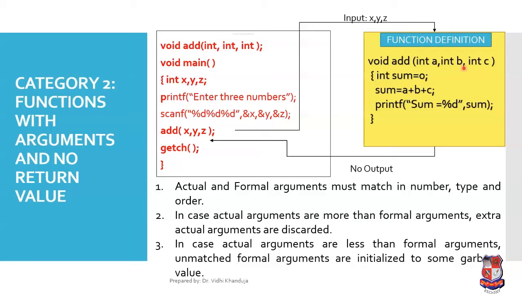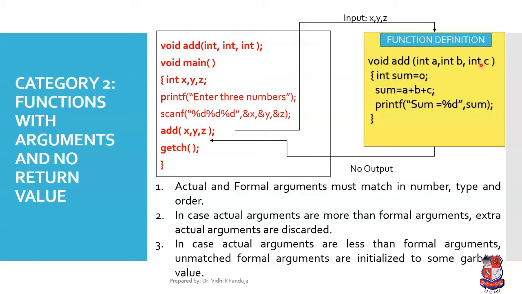In case the actual arguments are more than formal arguments, then the extra arguments will be discarded. But if your actual arguments are less than the formal arguments, then the unmatched formal arguments are initialized to some garbage value. This means in case instead of passing x, y and z, I am just passing x and y, right? And here we need three variables, the value of three variables. So what will happen? X value will be copied into A, the value of Y will be copied into B, and C will be assigned some garbage value, right?